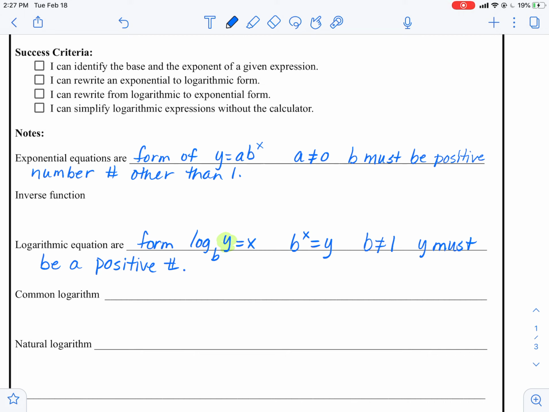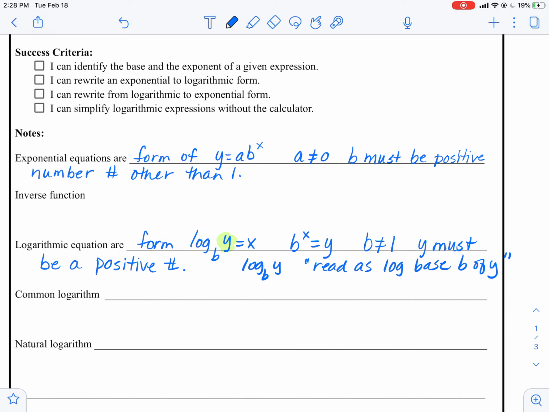Let's talk about how this is read. When you see log base b of y, that's how we read it: log base b of y. So be sure you're reading it correctly.